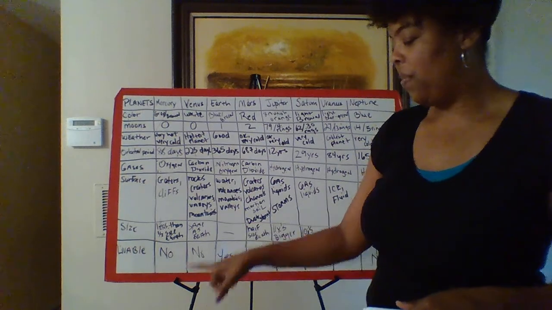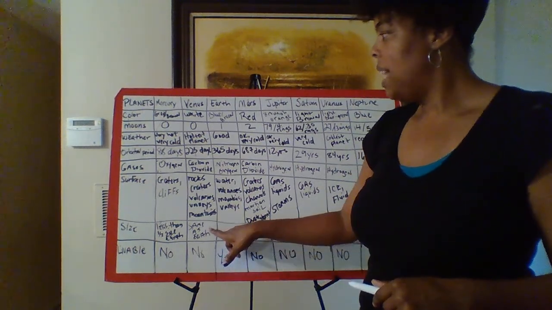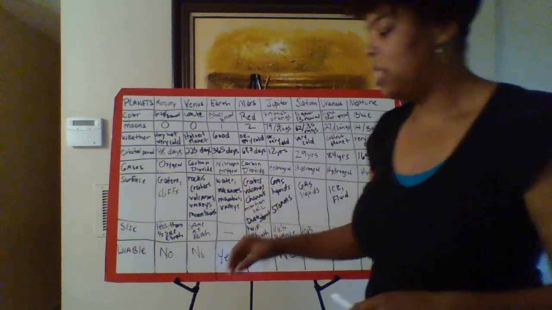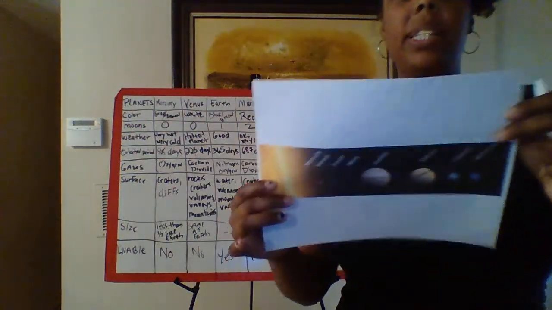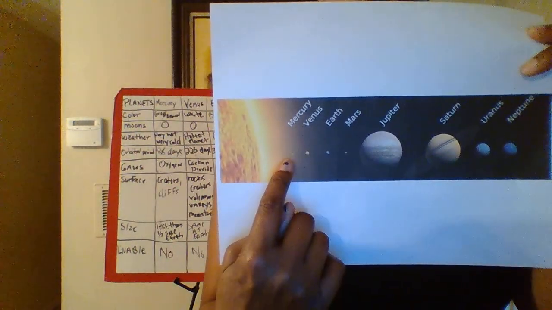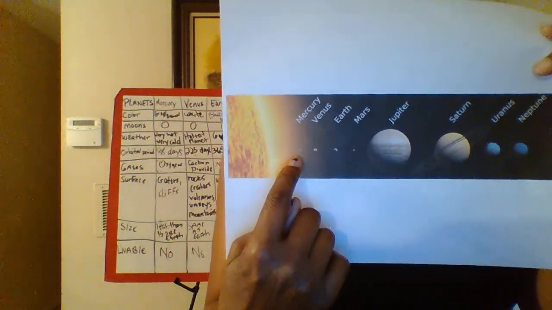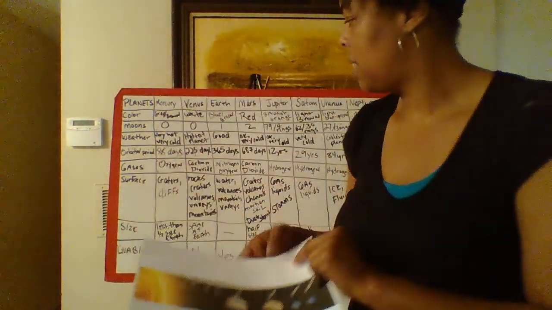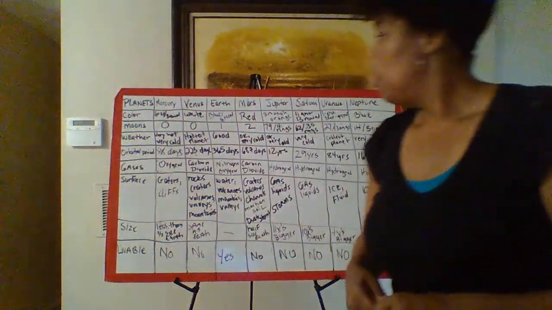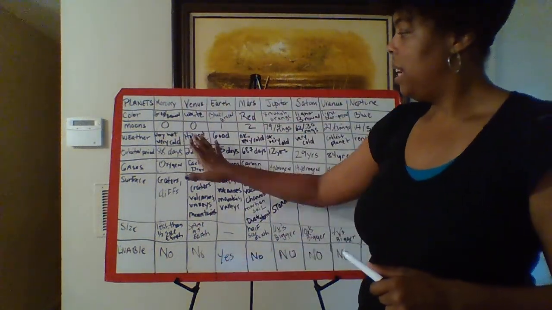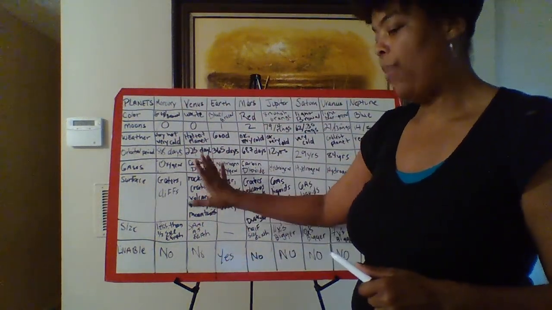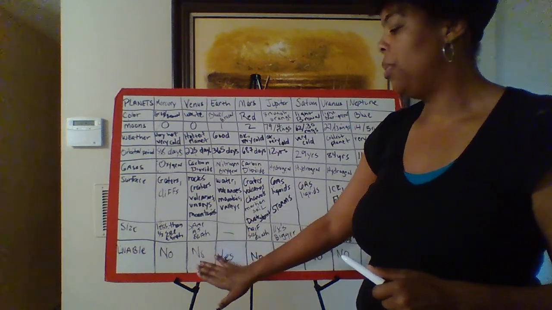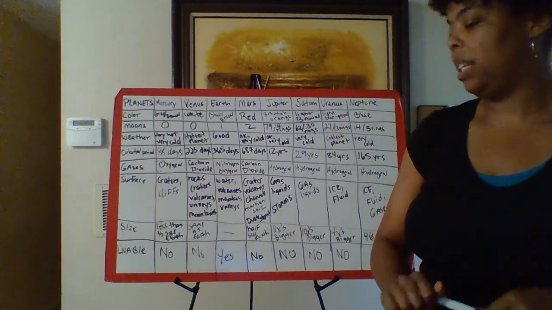The size, if you look at that picture, the size of Venus is about the same size as Earth. So we can see here, there goes Mercury, which is less than half the size of Earth. And here's Venus and Earth, and as you see, they're very relative to the same size. All right? But because it's the hottest planet on Earth, and the main gas is carbon dioxide, no, we will not be able to live on Venus.